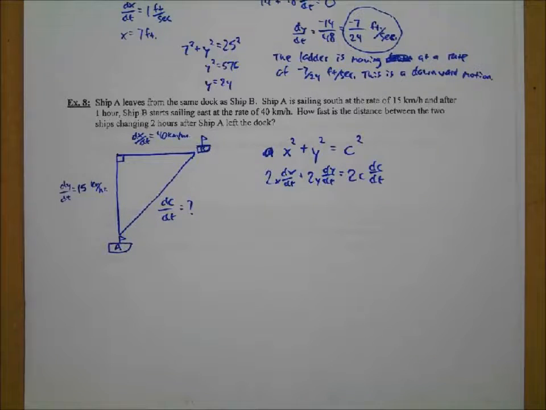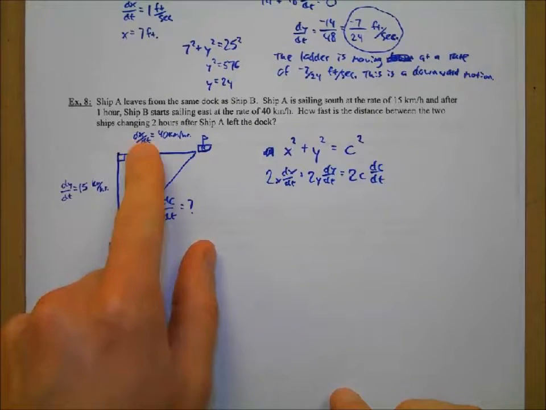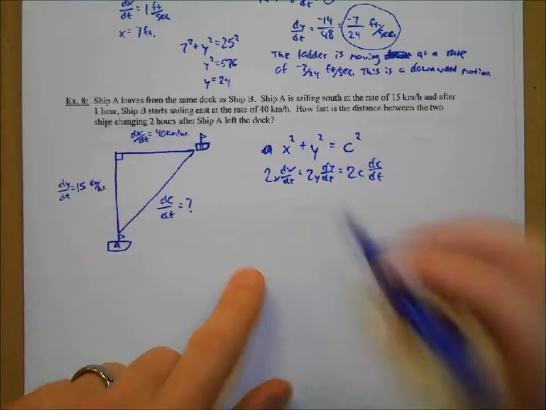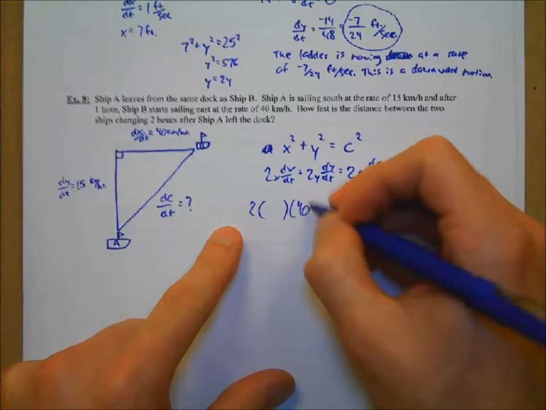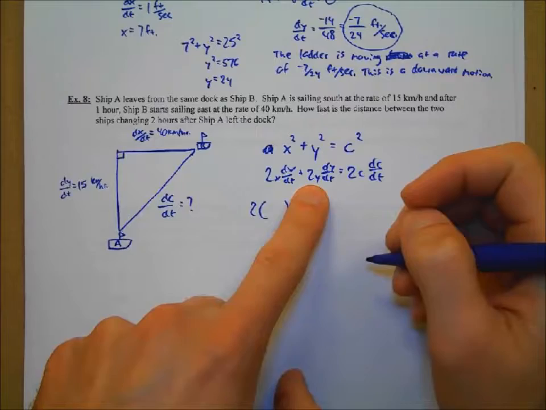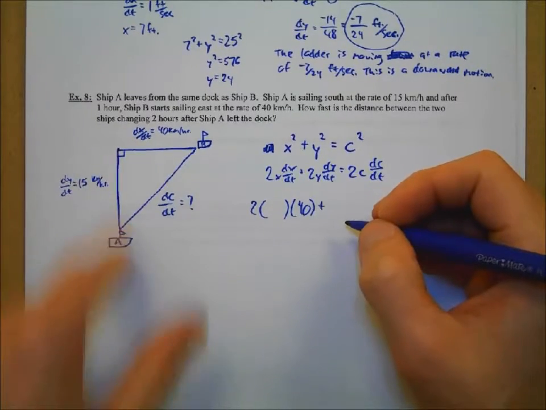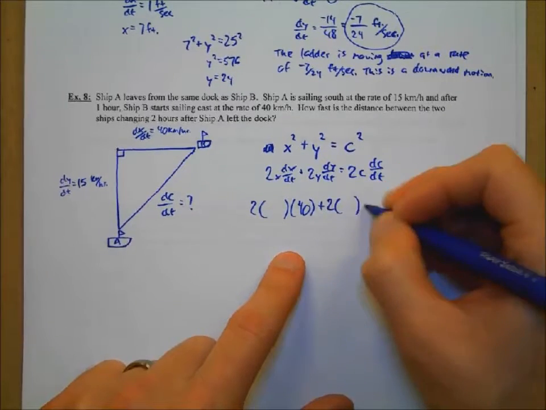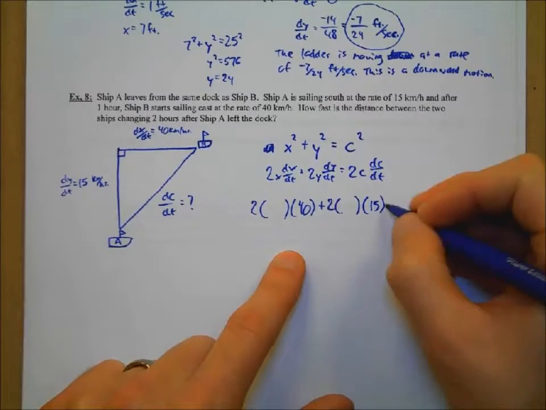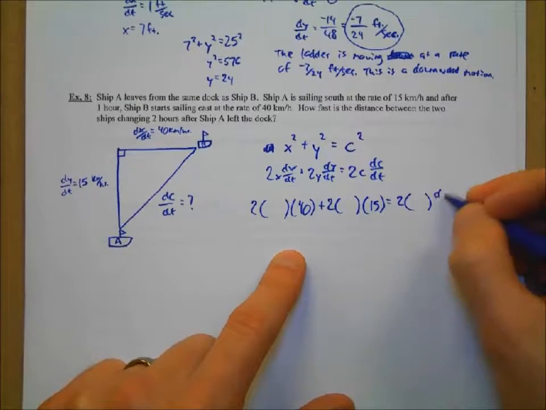Okay, and let's see here. For ship B, I called that dx/dt. For the dx/dt here, I know that's going to be 40. For the dy/dt, I called that the rate of change of A. It's moving away from the dock at a rate of 15 kilometers per hour, so we'll say that's 15 there. And then dc/dt is what we're solving for.